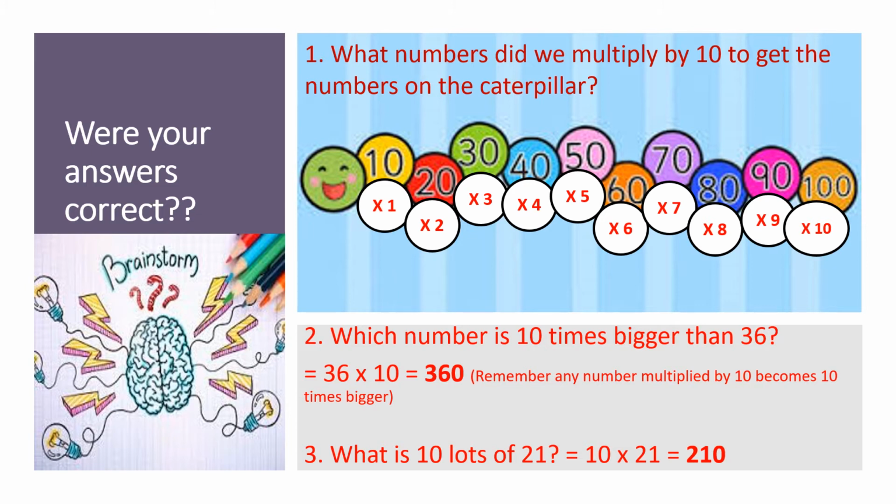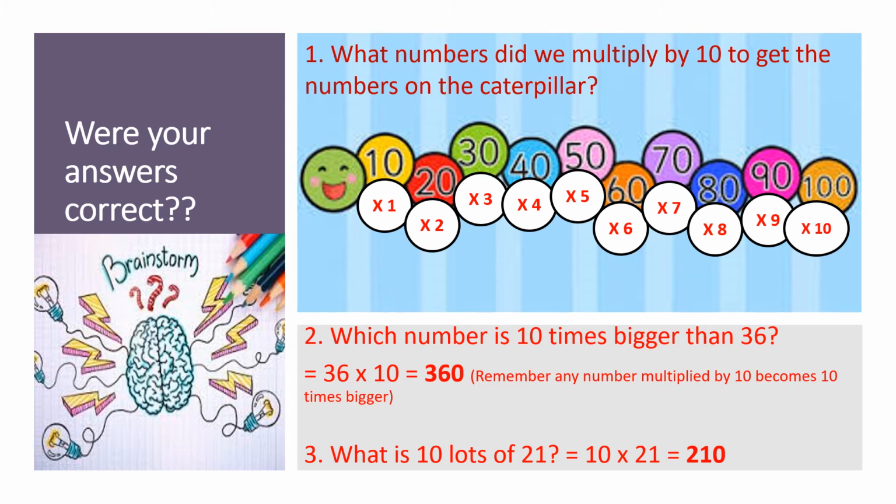For 100, we multiplied by 10. To get 90, we have to multiply 10 times 9. To get 80, we have to multiply 10 times 8. Now you understand, right? The numbers we multiplied by 10 to get the numbers on the caterpillar are the ones in the white circles.